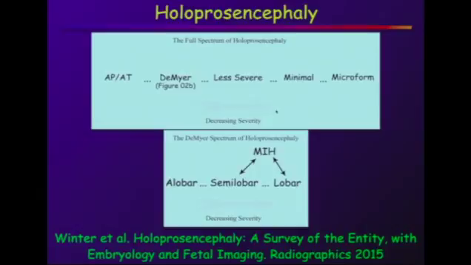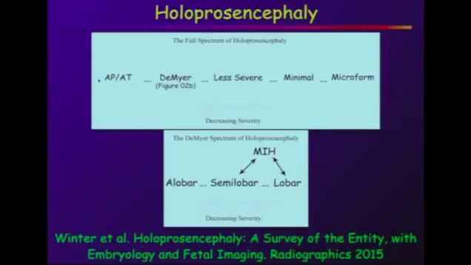So we've got a paper coming out in a couple months talking about the full spectrum of holoprosencephaly. What I learned in medical school was the DeMeyer classification, alobar, semi-lobar, and lobar. There are other classifications out there, but this is the main one. Then in the 1990s, Dr. Barkovich, the guru of brain anatomy, came up with a 4th variant called the middle interhemispheric variant, or syntelencephaly. But that's all part of this spectrum here.